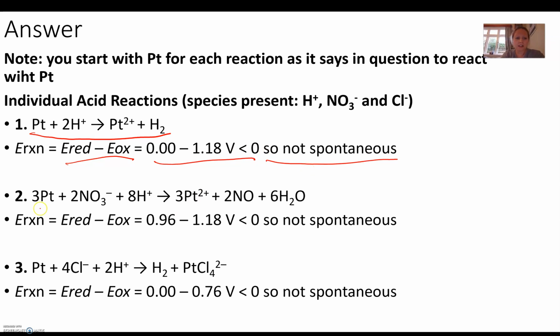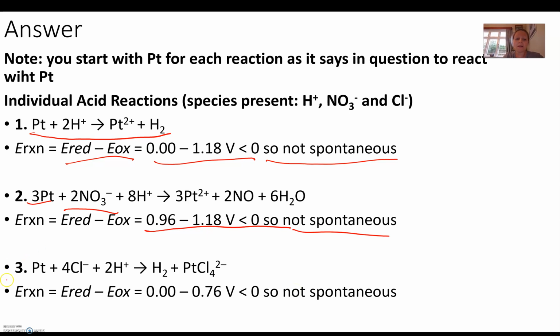The second one I've done is between platinum and the nitrate. Again, this is a fully balanced equation. You'd have to balance that yourself. I'm not going to do it. If you've got some questions, you can ask, but you should be able to do that. And you'll see again that the cell potential is less than 0. You could actually work that out. I've been a little bit lazy, but if it's 0 minus 1.18 up here, that's negative 1.18, and here you guys can do that negative value as well, and therefore it's not spontaneous.